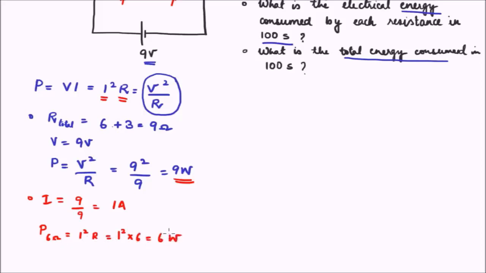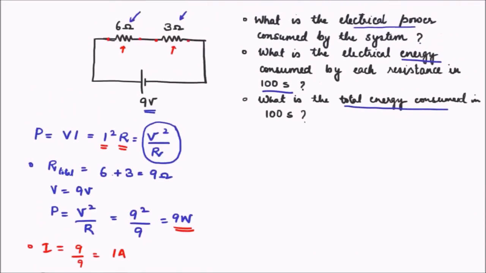So the first resistor is consuming 6 watt of power. The second resistor, we will use R is equal to 3 ohms. That will give me 1 square times 3. Again, the current is the same for both because they are in series, and this gives me 3 watt. Ultimately, we see that the power consumed by both of them combined is 9 watt as we have initially calculated. So that verifies our calculation.